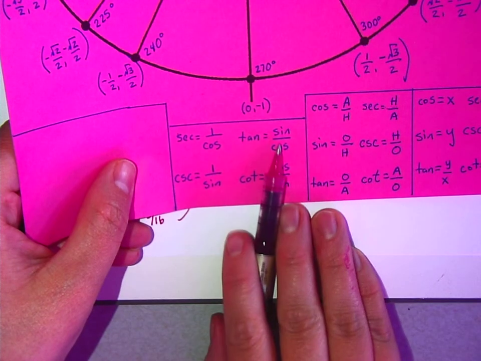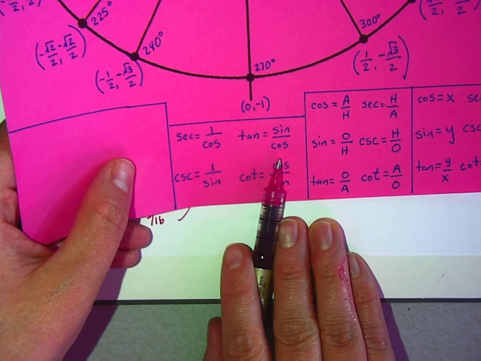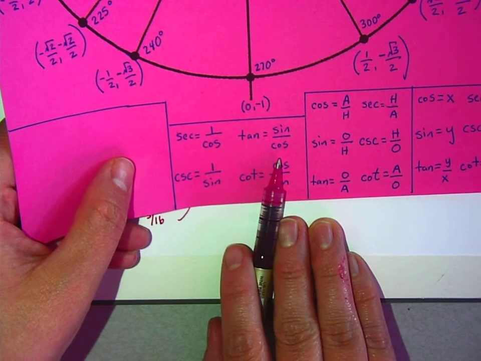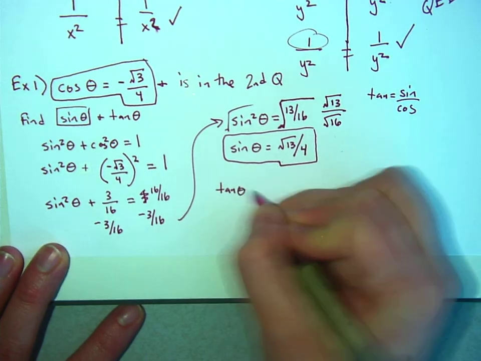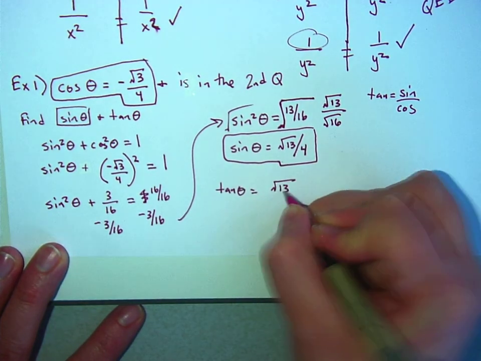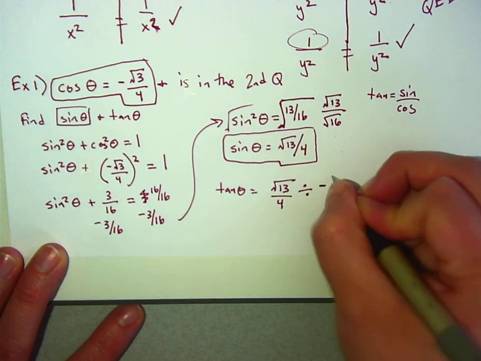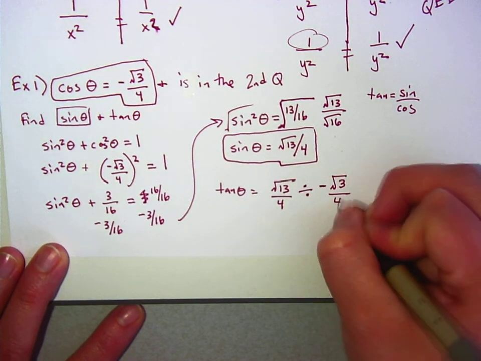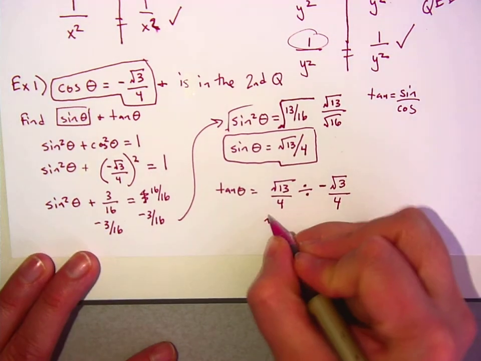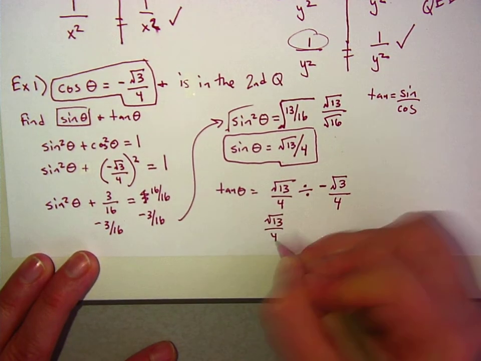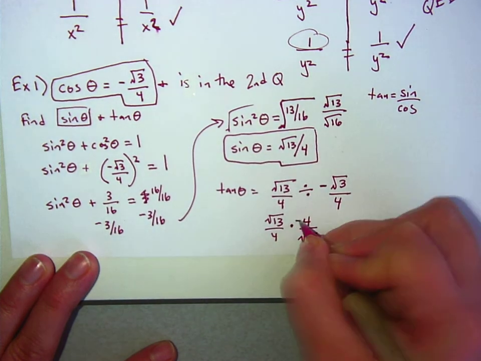See, it's right there. You wrote that on there. Tangent is sine divided by cosine. So I'm going to write it out. Tangent of theta equals the square root of 13 over 4 divided by negative the square root of 3 over 4. So what should I do now? Flip and multiply. Square root of 13 over 4 times 4 over the square root of 3. That one's a negative.